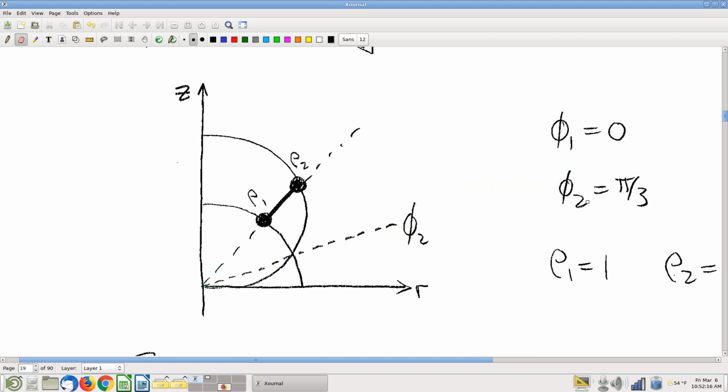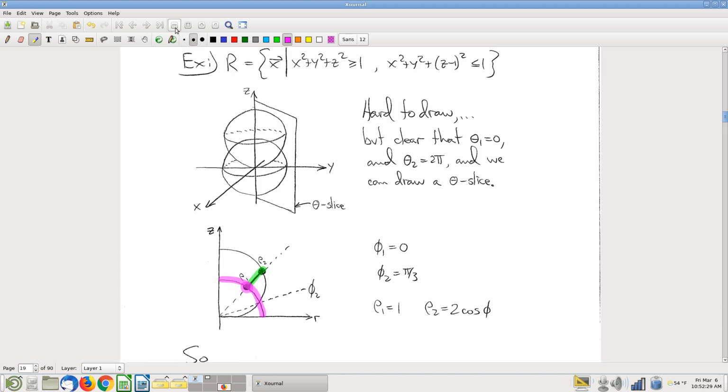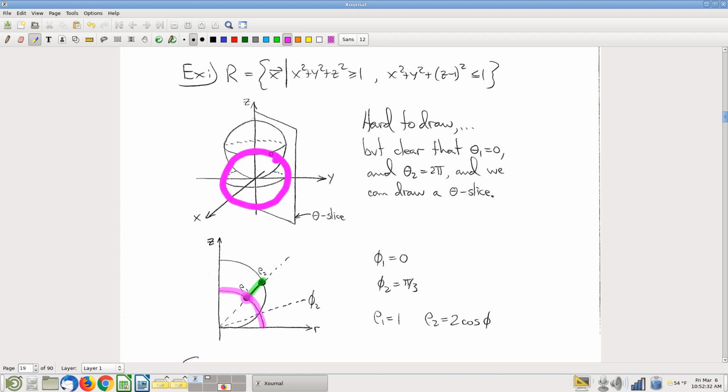Okay. All right. A given phi slice, rho starts at that point. That point's on that curve. That curve came from this sphere, which has that equation. It's pretty easy to convince yourself the starting value of rho is 1. Okay. The ending value on that same slice comes from that point. That point's on that curve. That curve comes from this sphere, which has that equation.